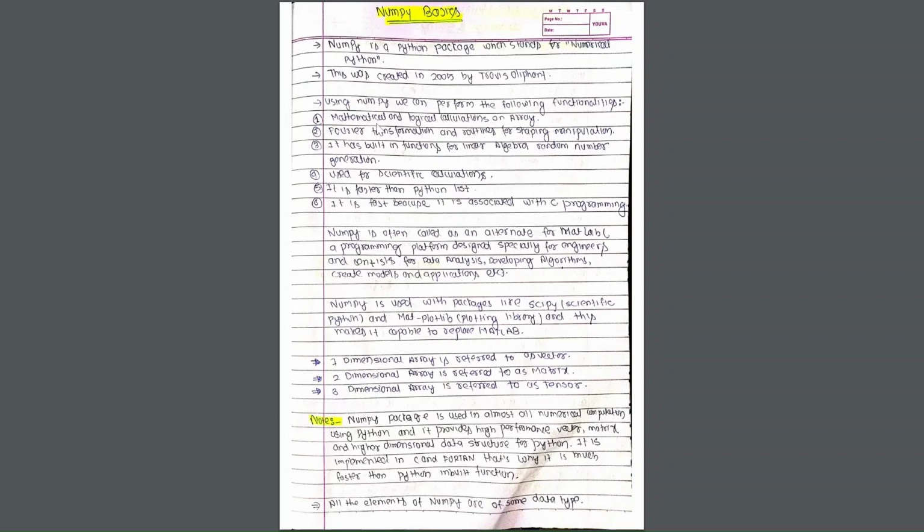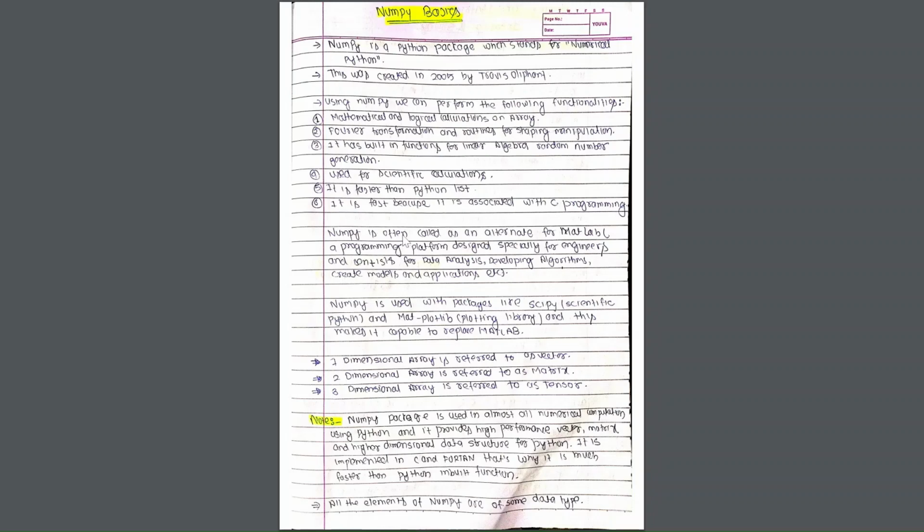Number one is mathematical and logical calculations on arrays. Number two, Fourier transformation and routines for shape manipulation. Number three, it has built-in functions for linear algebra and random number generation. Fourth, it is used for scientific calculations. Fifth, it is faster than a Python list. Sixth, it is fast because it is associated with C programming.